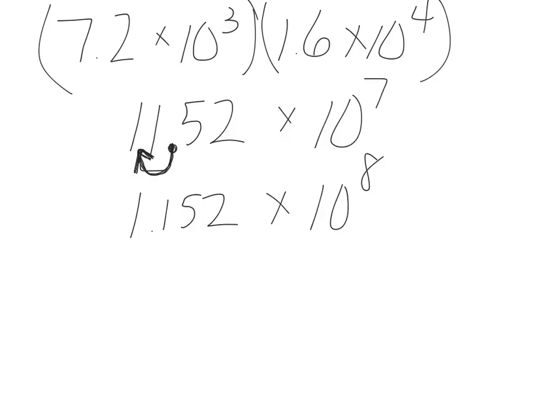So I had two numbers in front of the decimal here. I only wanted one. So I moved the decimal one spot to the left. I made the number smaller. Instead of 11.52, it's 1.152. And then, since I made that one smaller over here, I'm going to make this bigger, from 10 to the 7th to 10 to the 8th.